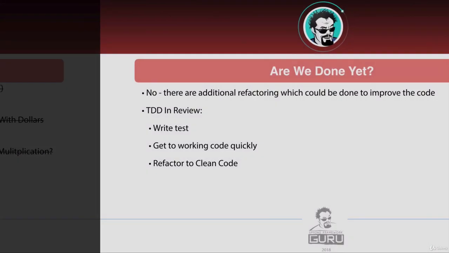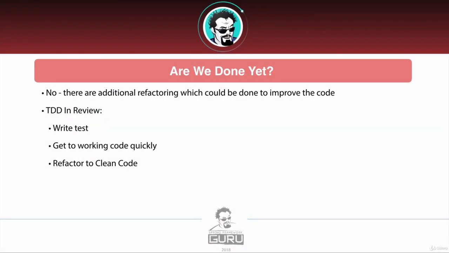But we are kind of at the end of the chapters, and I got the question here at the top of the slide, are we done yet? I'm going to say no, we're not done with this piece of code. But I think that through this exercise, you should have a really good grasp of doing test-driven development. So just a quick review of what we've been doing all along. Write a test. We get to working code quickly, and then we refactor to clean code.